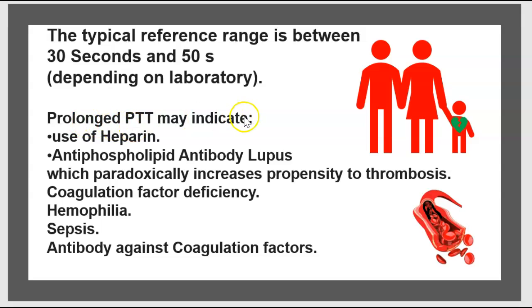And a prolonged PTT may indicate use of heparin, antiphospholipid antibody in lupus, which is paradoxical because of the increased propensity to thrombosis. Other causes: coagulation factor deficiency, hemophilia, sepsis, and antibody against a coagulation factor.